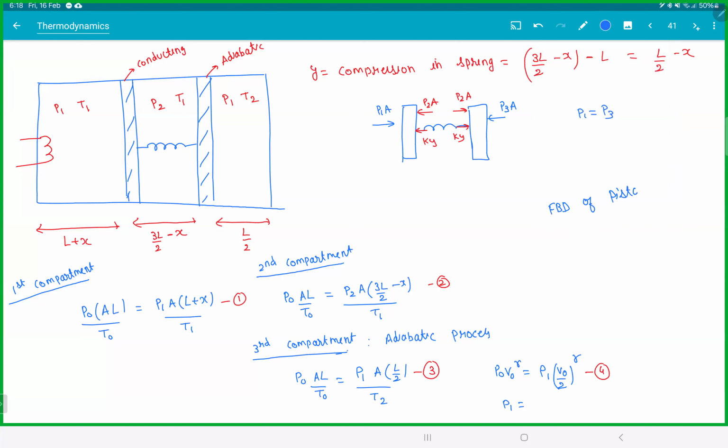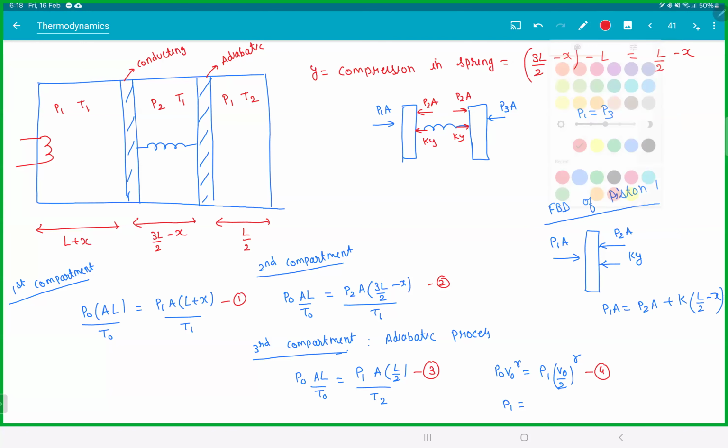You can take piston 1 or 2. It doesn't matter. I think you'll get the same equation. This side will be P1 into area. This side will be P2 into area, and the spring force will be Ky. So from here you get P1 into area is P2 into area, K into Y. Y is L by 2 minus X. That's your equation 5.